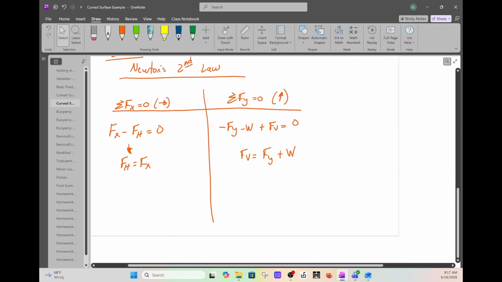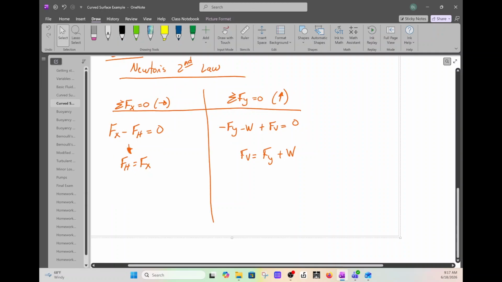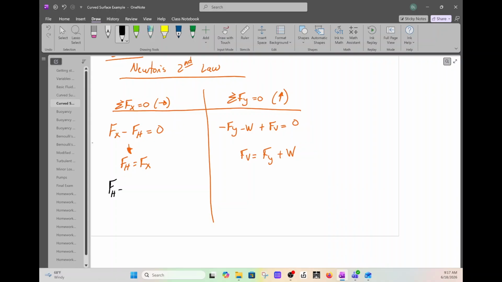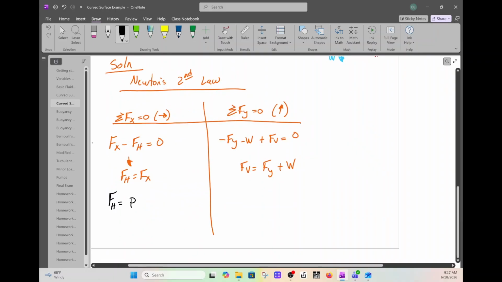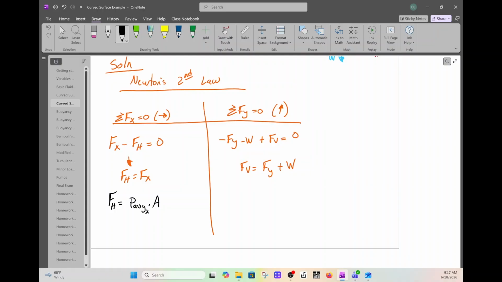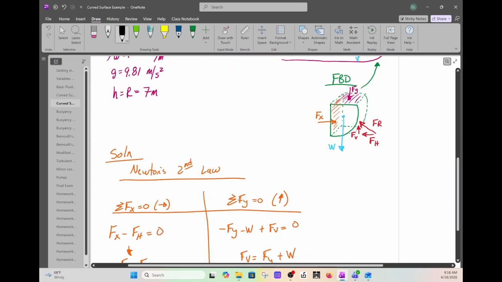Okay, cool. I'll just change the color here. All right. So F_h and F_x, which is the horizontal, if you remember, is P average in the x direction times A. And that equals, I'll just put P average x, and the area is h times w. Okay, so h is the height.